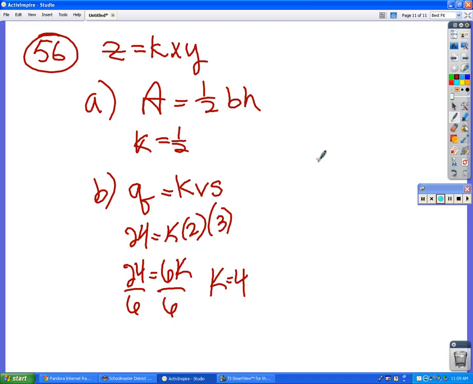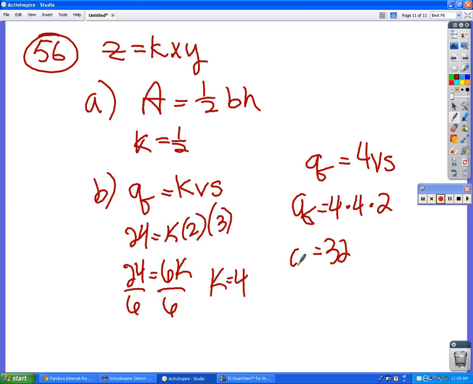Okay, so now we can rewrite this, instead of q equals k times v times s, as q equals 4 times v times s. Then it says find q when v is 4 and s is 2. So q equals 4 times 4 times 2. This is still part B. What's 4 times 4 times 2? 32.